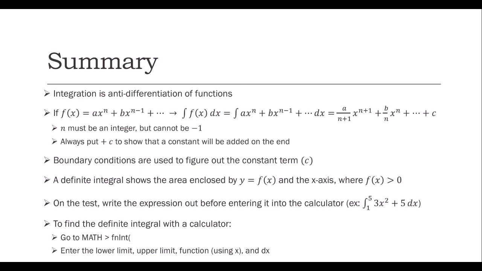So in summary, integration is anti-differentiation of functions. If f of x is equal to this here, then your integral of that would be this, where n is an integer but not negative 1. And then you always need to remember to put plus c if you don't have your boundary conditions. Your boundary conditions are used to figure out your constant term c.